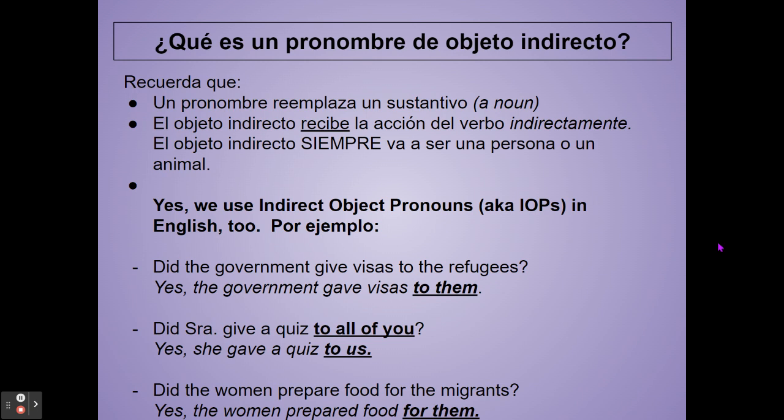Did the women prepare food for the migrants? Yes, the women prepared food for them. For the migrants is your indirect object in your original question, and then for them is the indirect object pronoun replacing for the migrants in your answer.